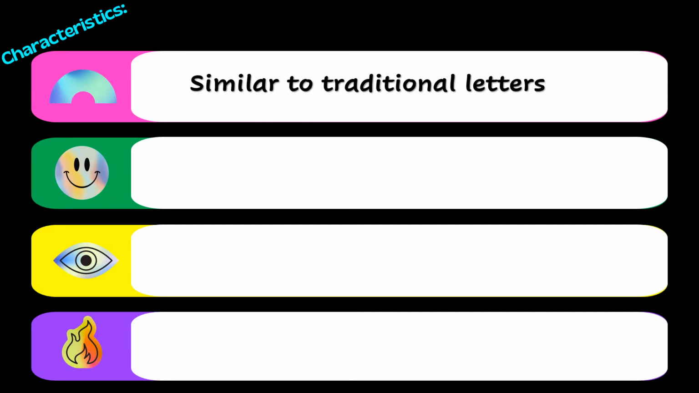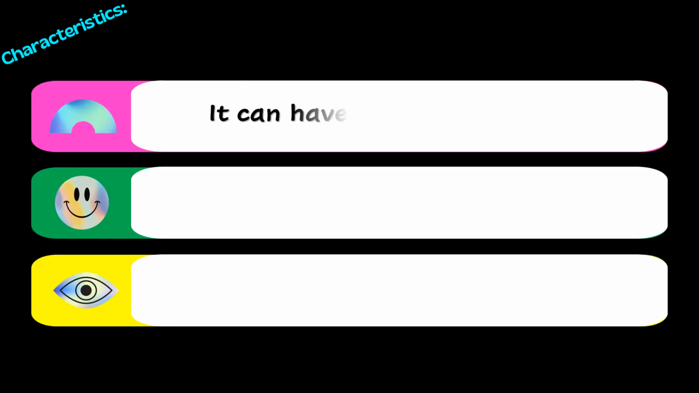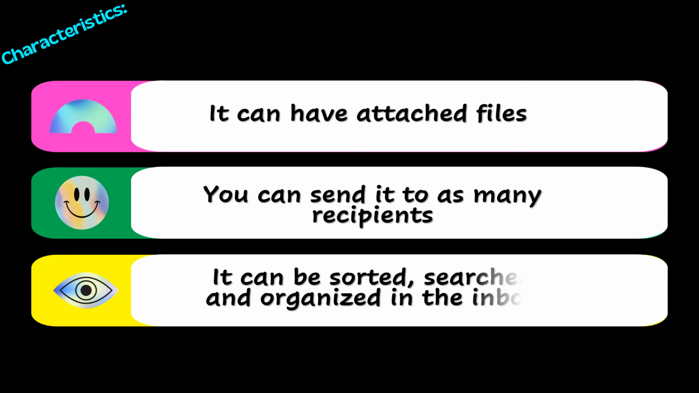Let's talk about the characteristics of email messaging. It is similar to traditional letters. It uses the internet. It includes a subject. It can be short or long. It can have attached files. You can send it to as many recipients as you want. It can be sorted, searched, and organized in the inbox.